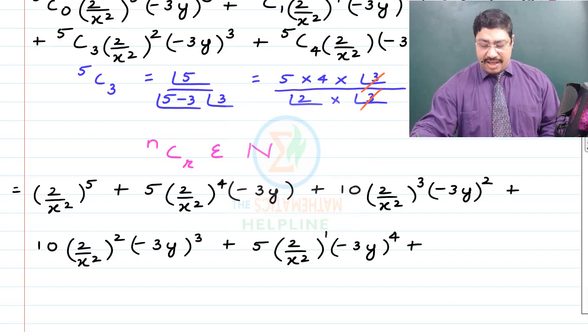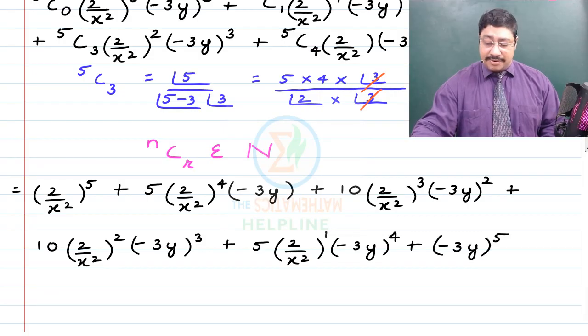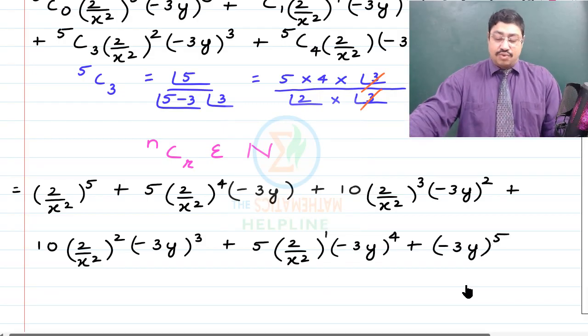Now further, you have here 1, which is going to be multiplied with 2 upon x square raised to the power 0. Again, that will also become equal to 1. As such, you're just left out with minus 3y, which is going to become raised to the power 5. As such, this will give you another negative term.